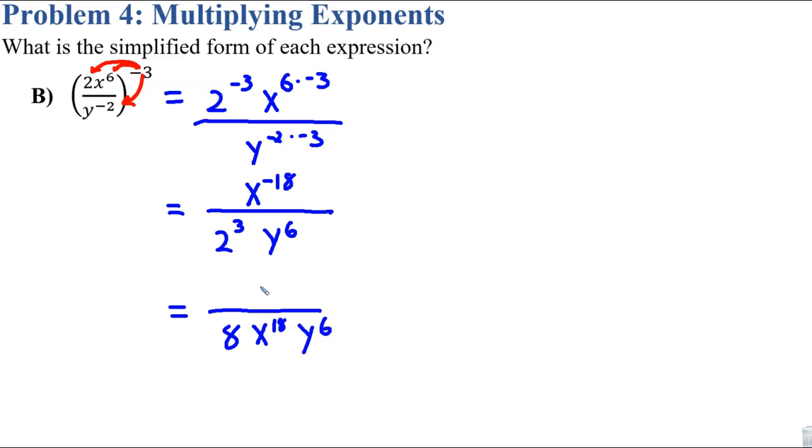Now once again, if there's nothing left on the top, we'll just call that a 1 on top. So we'll say this is simplified as 1 over 8 x to the 18 y to the 6th. We'll call that simplified form.